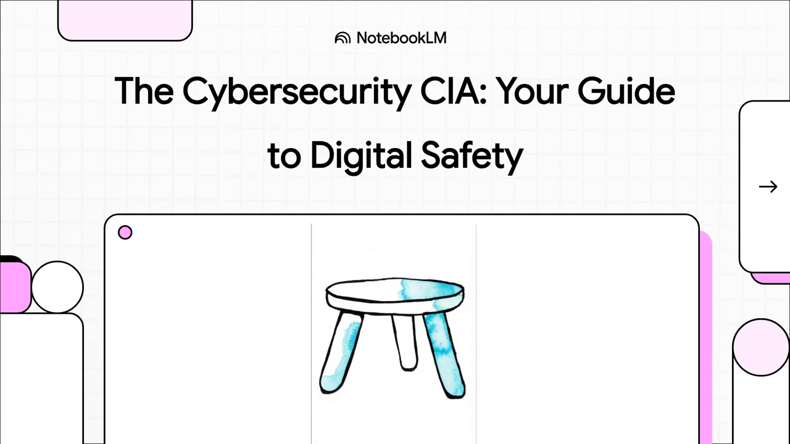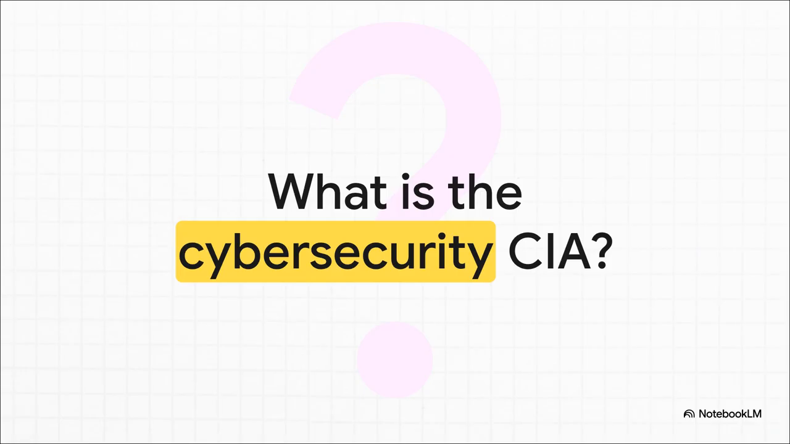Today we are going to talk about the three-legged stool that pretty much holds up the entire world of digital security. It's a really simple but super powerful idea that protects everything from your DMs to massive company networks, and it goes by a three-letter acronym, the CIA. So what is the cybersecurity CIA? Well, you can think of it as the absolute bedrock of information security. It's a model that's designed to guide pretty much every policy for keeping our digital lives safe and sound.